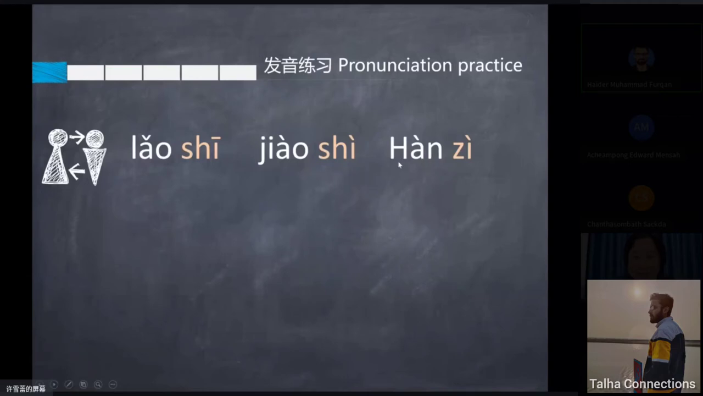Yeah, this one. H, an, han. Zi. Han zi. You may find that I use capital letters here because Han Zi means Chinese characters. So that's a proper name for Chinese characters. Han Zi. We are going to learn a lot of Han Zi.